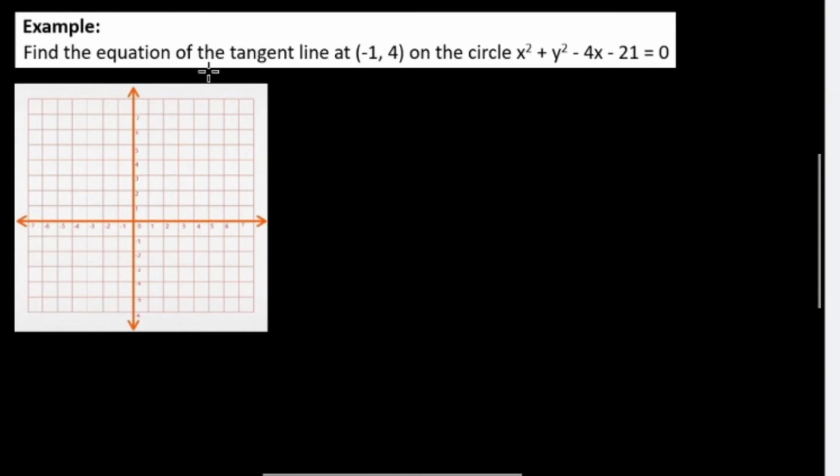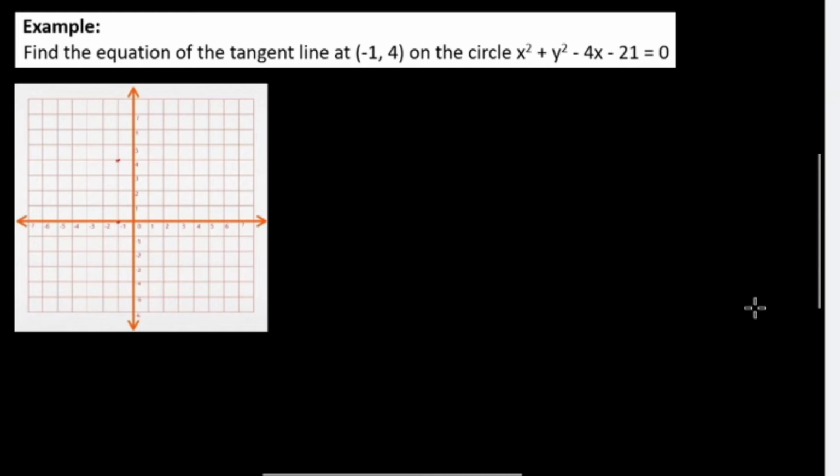Example: find the equation of the tangent line at (negative 1, 4) on the circle x squared plus y squared minus 4x minus 21 is equal to 0. So the tangent line is at negative 1, 4, negative 1 and positive 4, the point where the tangent line touches the circle.